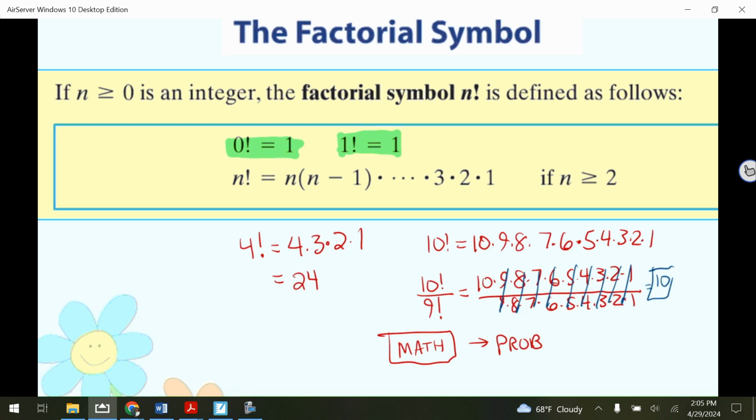So you can consider the cancellation, because a lot of times if it's a bigger factorial, if you put it in the calculator, it's too big. It just gets too large, and then they either use scientific notation, or sometimes it even says overflow, like it's too big.